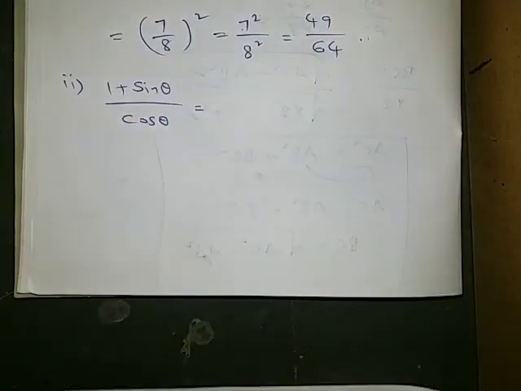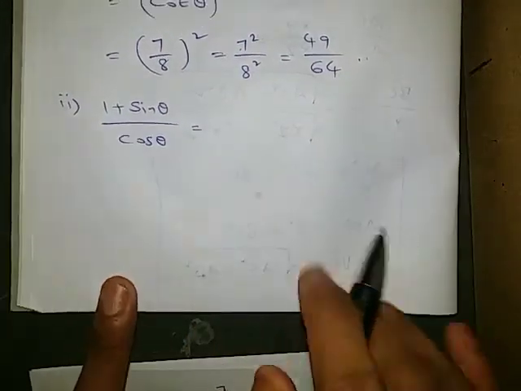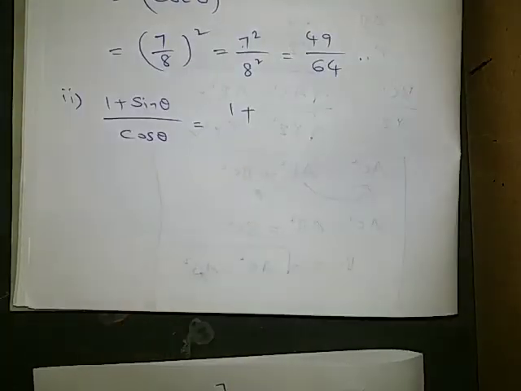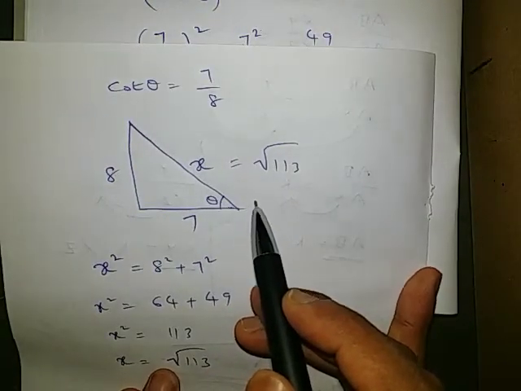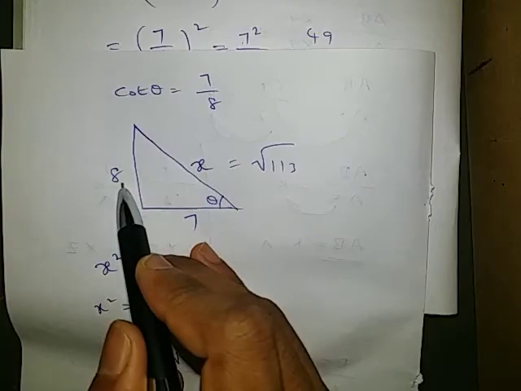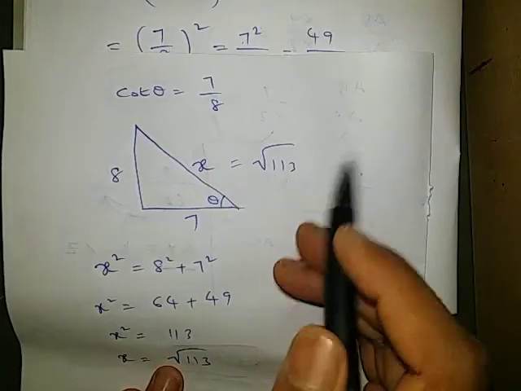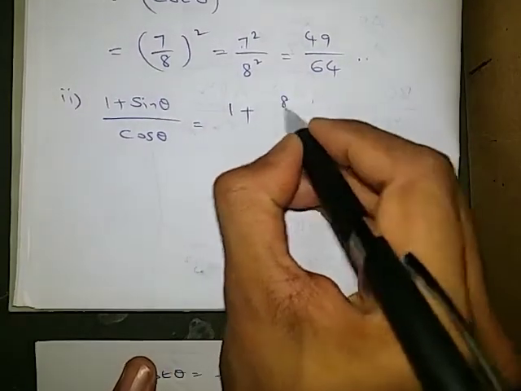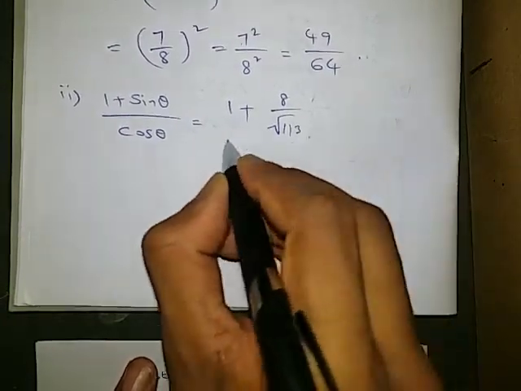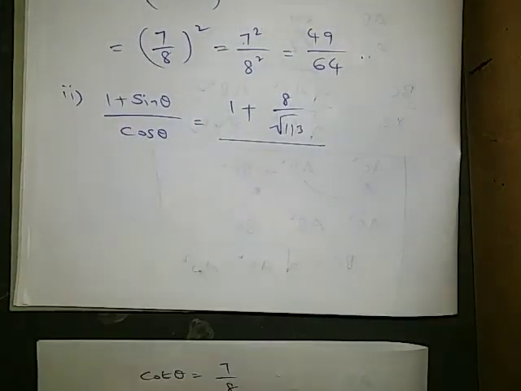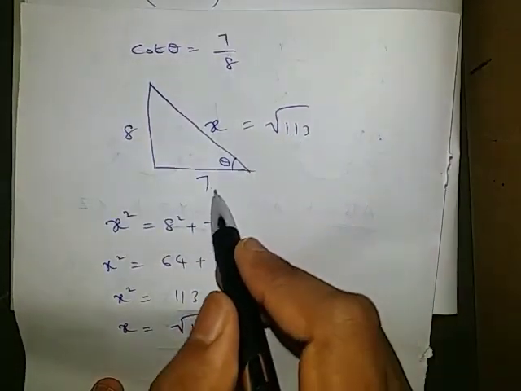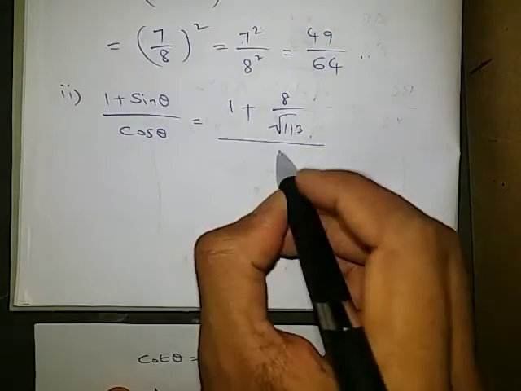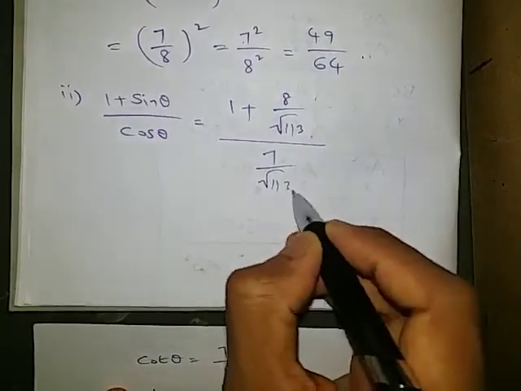Then what exactly is being asked in the question? What is the value of (1 plus sin theta) by cos theta? 1 plus sin theta. Sin is nothing but opposite by hypotenuse. So for this theta, opposite is 8, hypotenuse is root 113. So we will get 8 by root 113, the whole divided by cos theta. Cos theta is nothing but adjacent by hypotenuse, that is 7 by root 113. So we will get 7 by root 113.